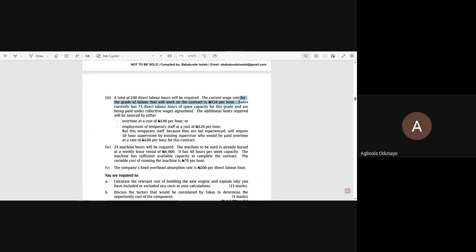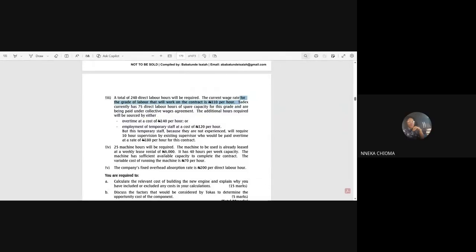19,800 plus the supervision cost. Supervision cost will be 1,800. So 19,800 plus 1,800 will give you 21,600. So when you compare overtime cost and the employment of temporary staff, which is better?